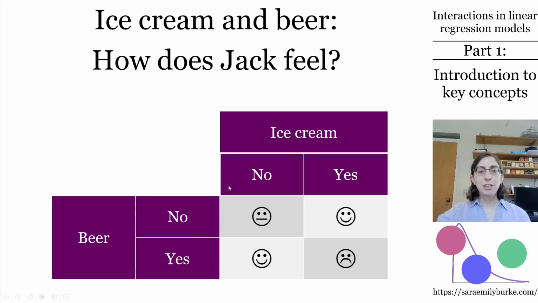If Jack only tried eating ice cream and drinking beer separately, then he would notice that both of them made him happy, and he would assume that having both at the same time would make him doubly happy. An interaction happens in just those cases when you don't get the effect that you would expect by just adding the two things together. As a reminder, another word for interaction is moderation. So you could say that beer changes or moderates the effect that ice cream has on Jack. Beer is a moderator of the effect of ice cream, and ice cream is a moderator of the effect of beer.